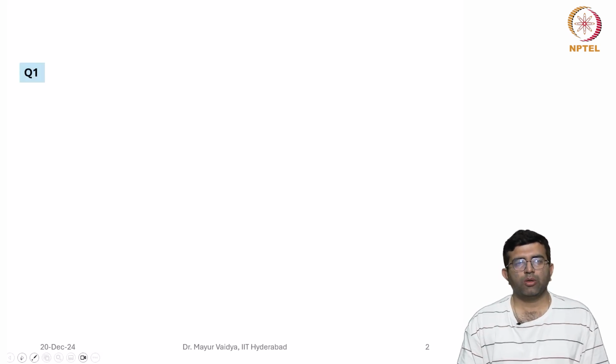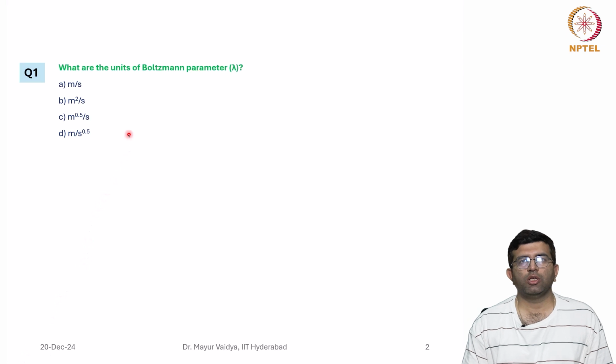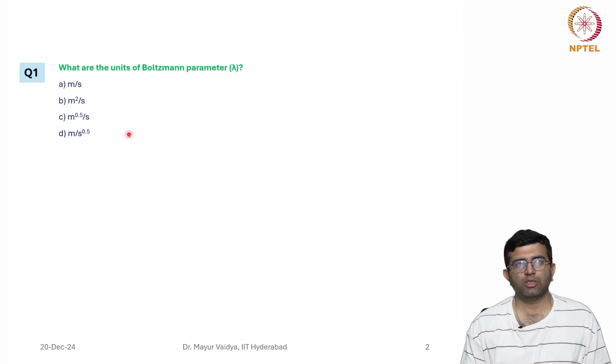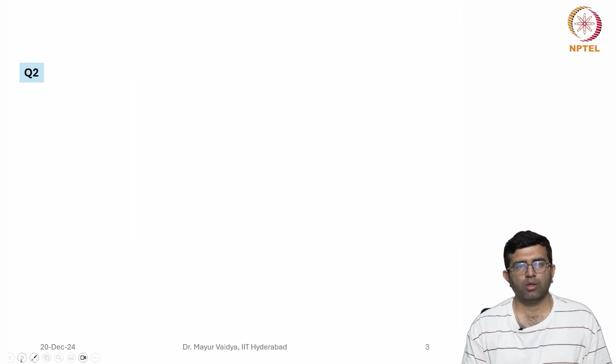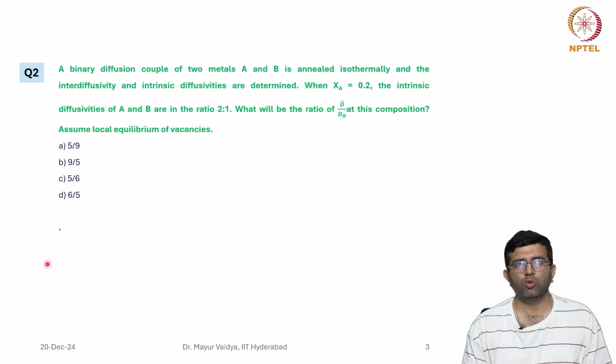So the question number 1 is: what are the units of Boltzmann parameter? So these are the options, and I hope you remember that the Boltzmann parameter lambda is equal to x by root t, and this x by root t will have the dimension m by root s. Okay. So now moving ahead to question number 2.